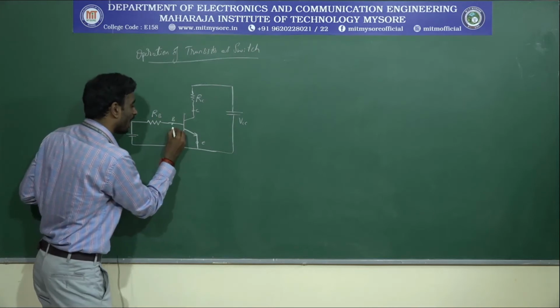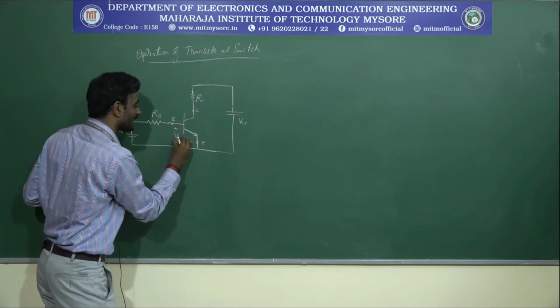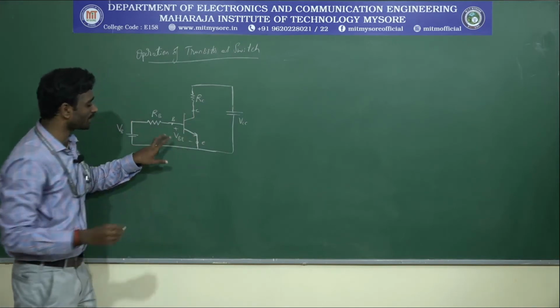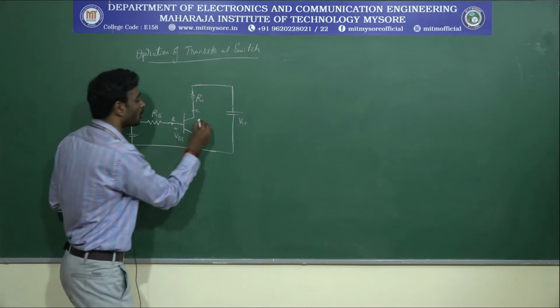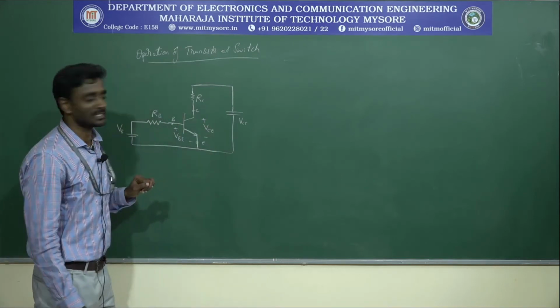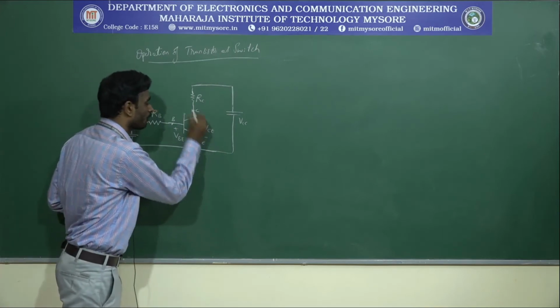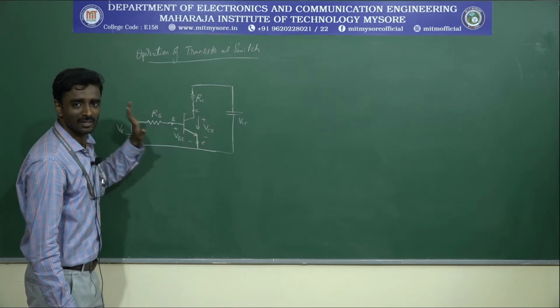In this case, I will be applying input voltage across the base. That voltage will be considered as VBE. The input voltage will be applied across the base to emitter voltage, and the output voltage will be measured across the collector to emitter voltage here. This will be the flow of current, and the voltage will be measured across the collector to emitter here.